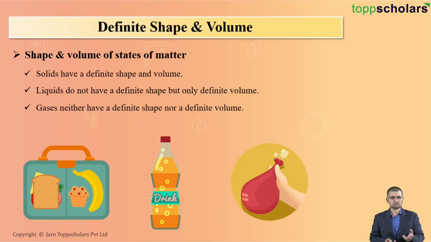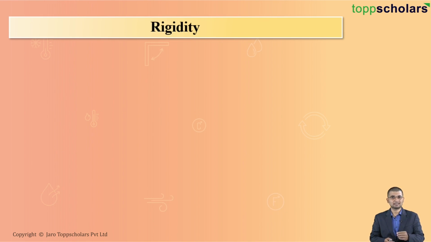Similarly, in case of gases, they neither have definite shape nor definite volume. You can understand this thing very easily with an analogy with the liquids. I hope you have understood this point clearly. Let's move to the next point, that is rigidity of molecules.